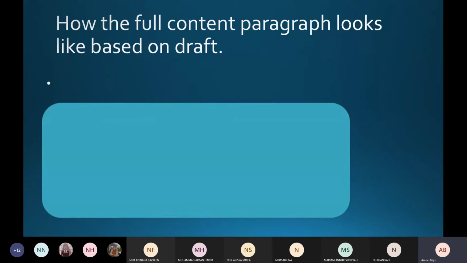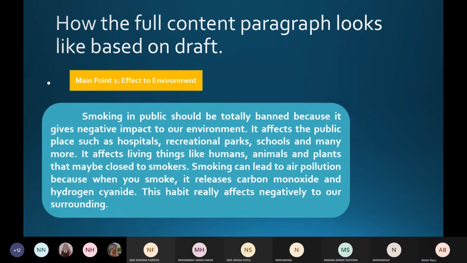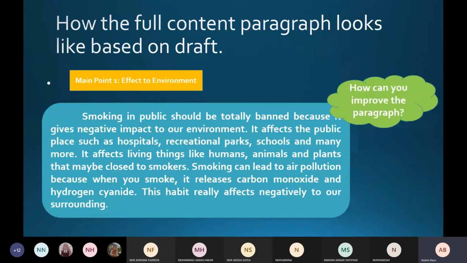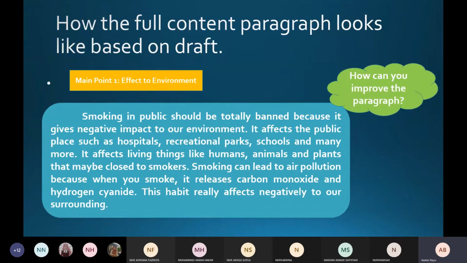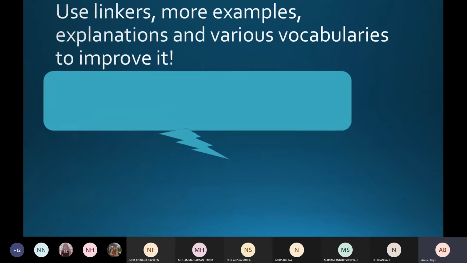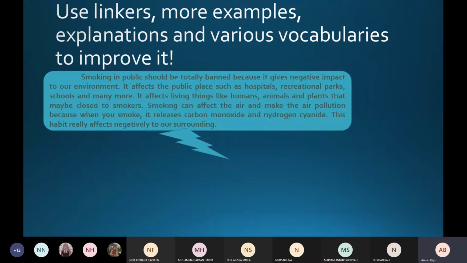Alright. So how the full content paragraph looks like bila you gabungkan semua yang you buat tadi, dia akan jadi macam ini. Ini lebih kurang. So the first sentence is actually the topic sentence, and then followed by supporting detail 1, supporting detail 2, 3, and last is the concluding sentence. But is it okay? How do you improve this paragraph? Okay, I bagi you masa lebih kurang 2-3 minit. Fikirkan macam mana nak improve. Adakah ini okay?